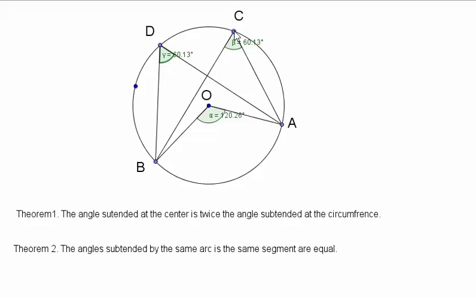Now let us look at the arc CD. There are two angles which are subtended from arc CD. The angle CAD and the angle DBC. Now we are going to measure those two angles to see if it holds true.